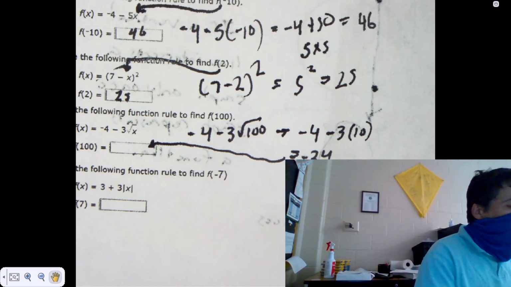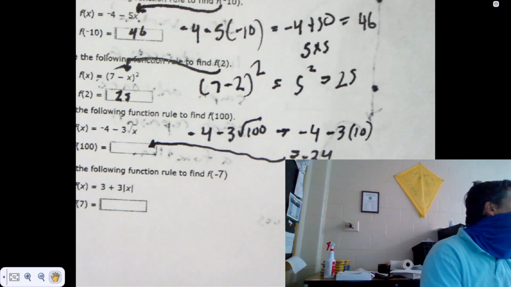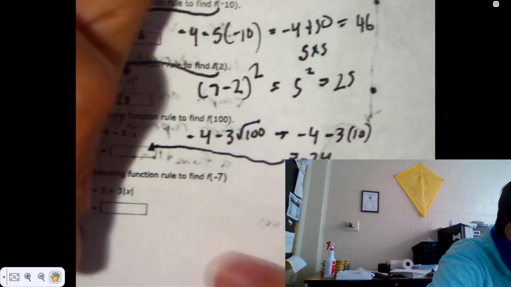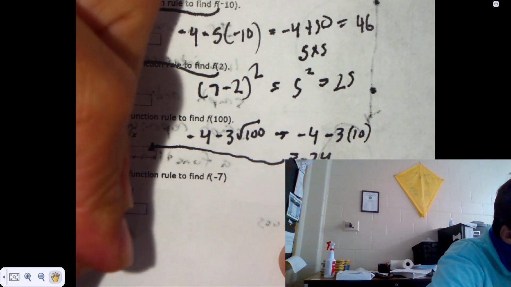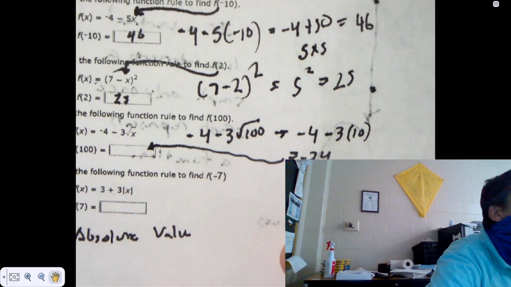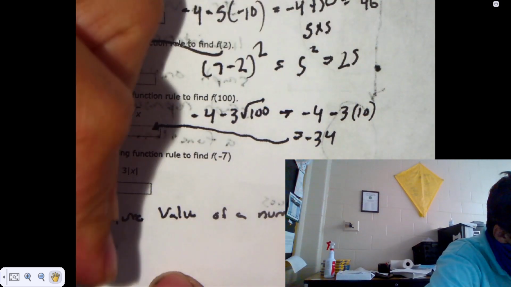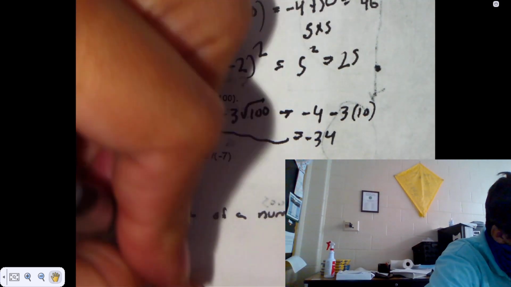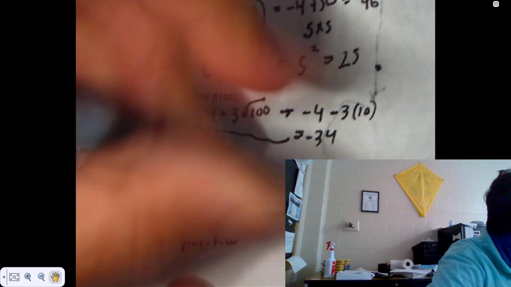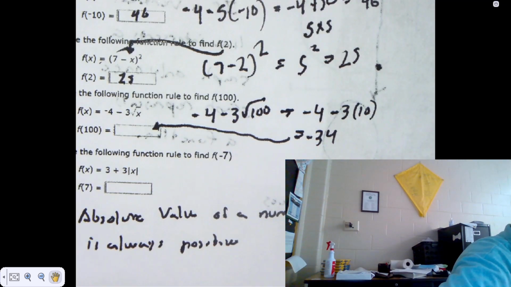Now this one's on here just to remind you something about absolute value. That's all it is. You see, you got your absolute value bars. The absolute value of a number is always positive because, as Ty says, it's distance. All right?